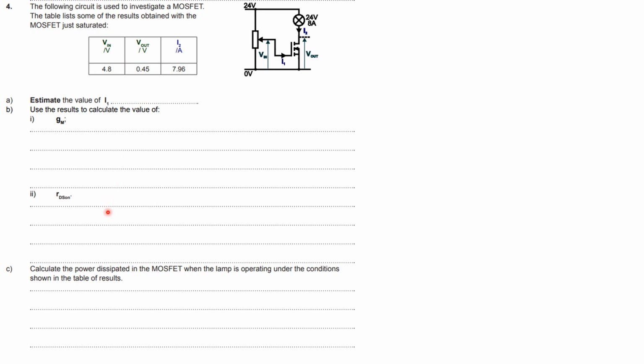RDS on, we're going to need Ohm's law, R is V over I. So what voltage are you going to need for that? That voltage there. V out is given in the question. What current are you going to need? The current going down there is given in the question. And then obviously the power dissipated, power in the MOSFET. You can use RDS on for that. That's the I squared R one. Again, it's on the data sheet.